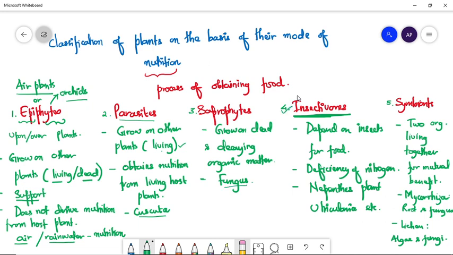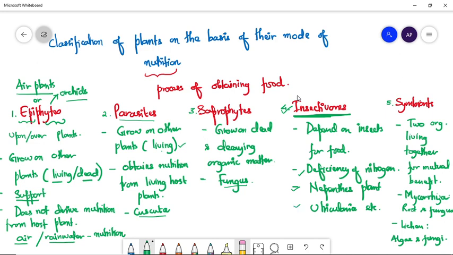And the next one is the insectivores. Insectivorous plants depend on insects for food, but not completely for their nutrition, only to obtain nitrogen from the insects. They feed on insects because they are usually found on soil that is deficient in nitrogen. Therefore, they take in the insects to complete their nitrogen requirement. Common examples are the Nepenthes plant and Utricularia.